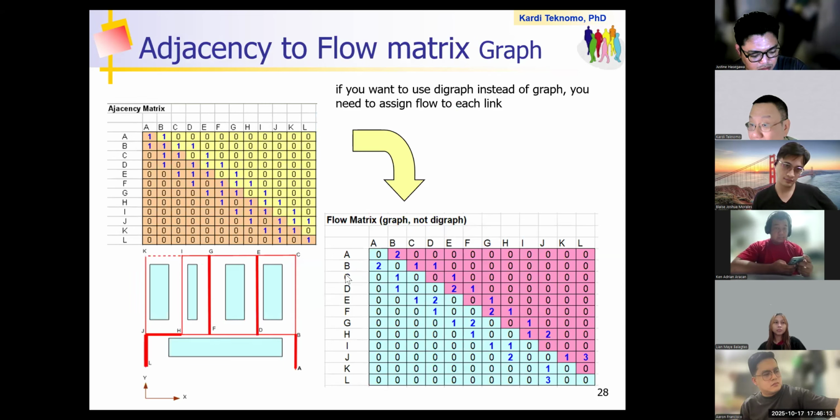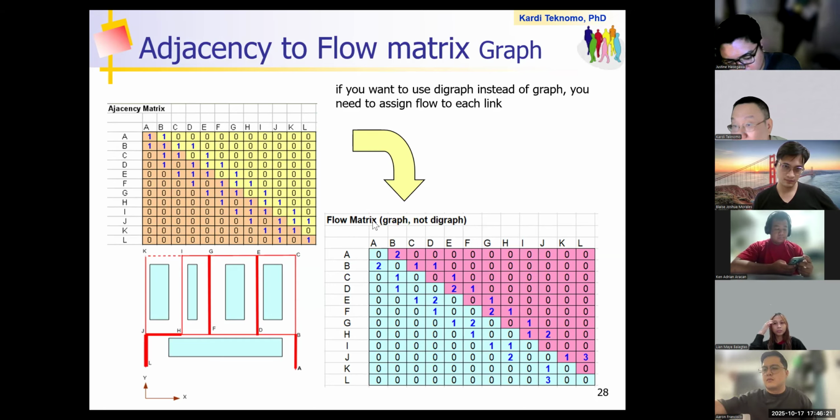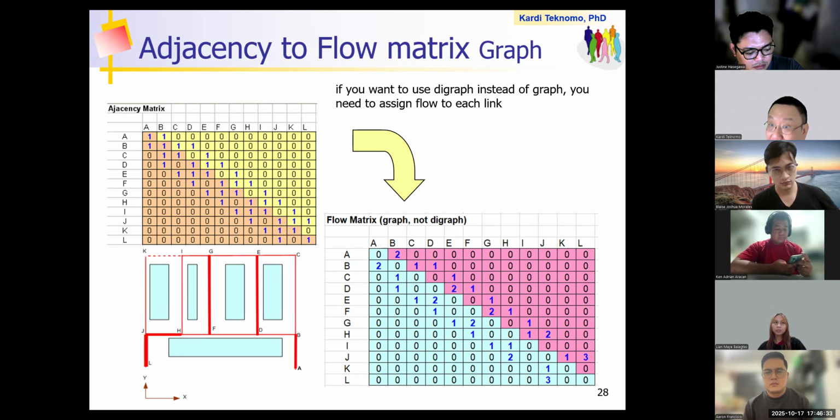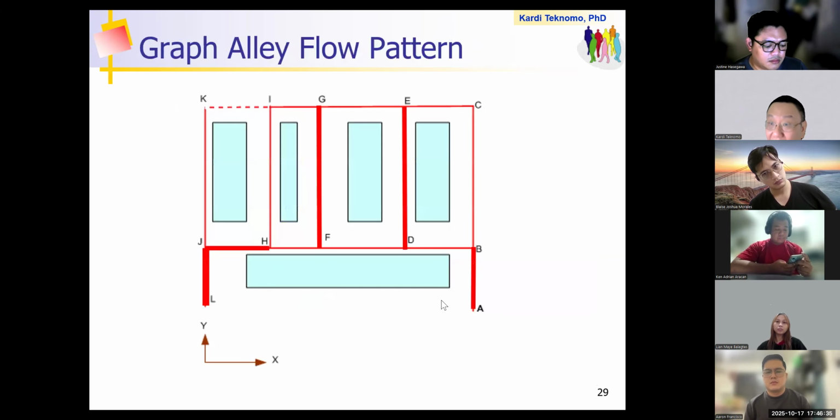Now, once you have the adjacency matrix, you get the flow matrix. So this is the result of the flow matrix. And this is the graph, the alley attractiveness index, isn't it?